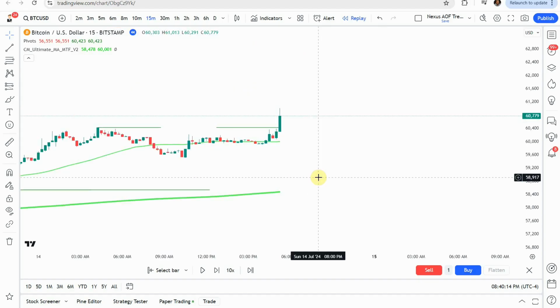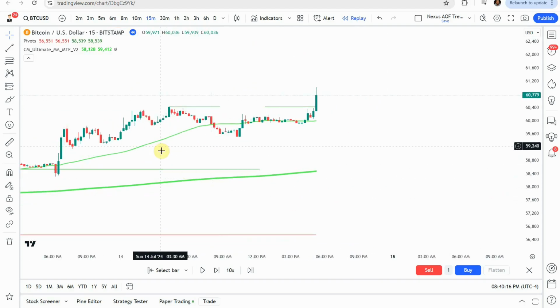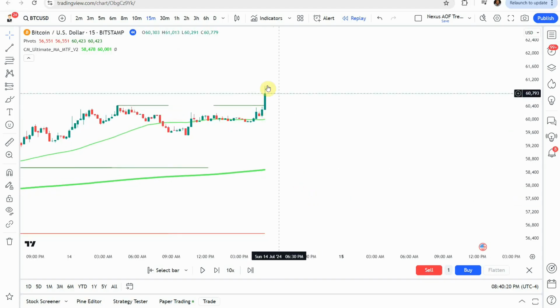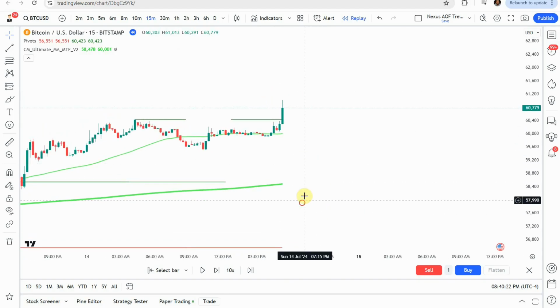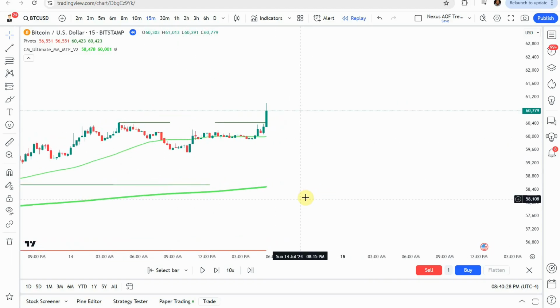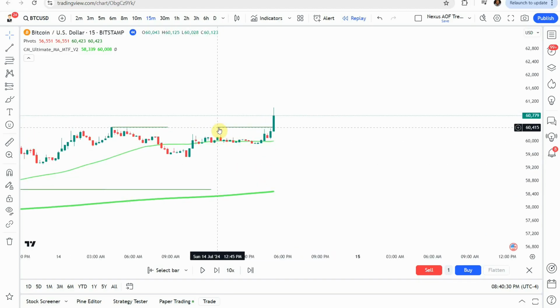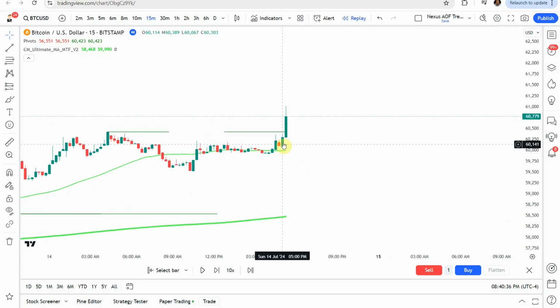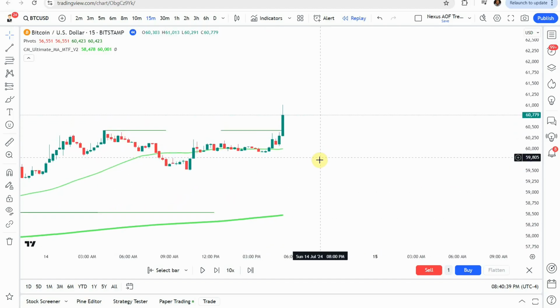And for a long trade, what we are looking for is the two moving averages to be green. We're looking for price action to be trading above the two moving averages. We're looking for the thinner moving average to be above the thicker moving average, like this here. And then we are looking for a green pivot line to form like this right here. And lastly, we're looking for price to break above that pivot line.